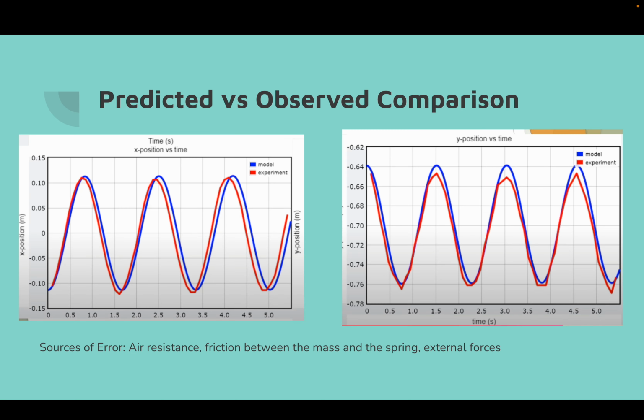Let's look at the predicted versus observed comparisons. Here we can see that they're pretty similar, and there are some errors. For example, the experiment doesn't have the peaks, and the troughs are a little too low. The peaks are a little too low as well. This can be due to air resistance, friction between the mass and the spring, and external forces. These oscillations occur because of how the spring moves from one end to the other, keeping that constant oscillation going.